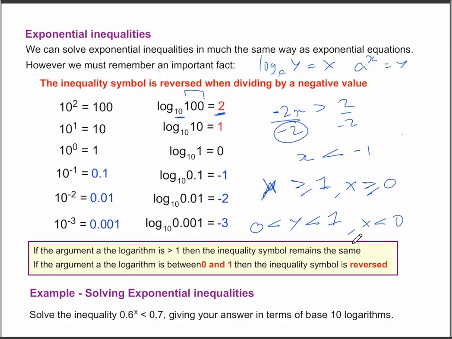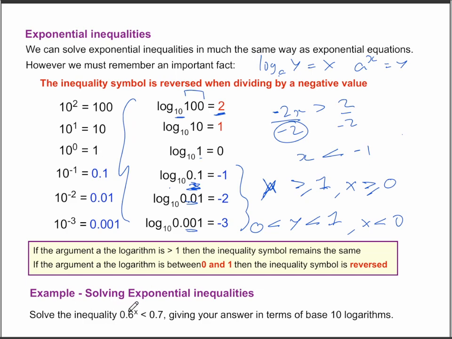Remember, your exponent can be negative, right? And you can see this with an example right here, where anything below 1 as your answer will give you a negative exponent. And you should realize that if you divide by any log of a value that is less than 1, then you will need to reverse your inequality sign.